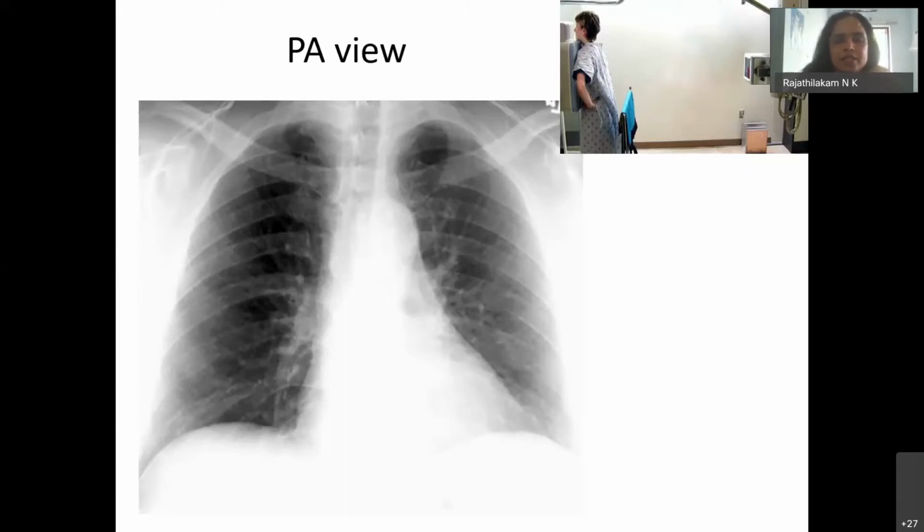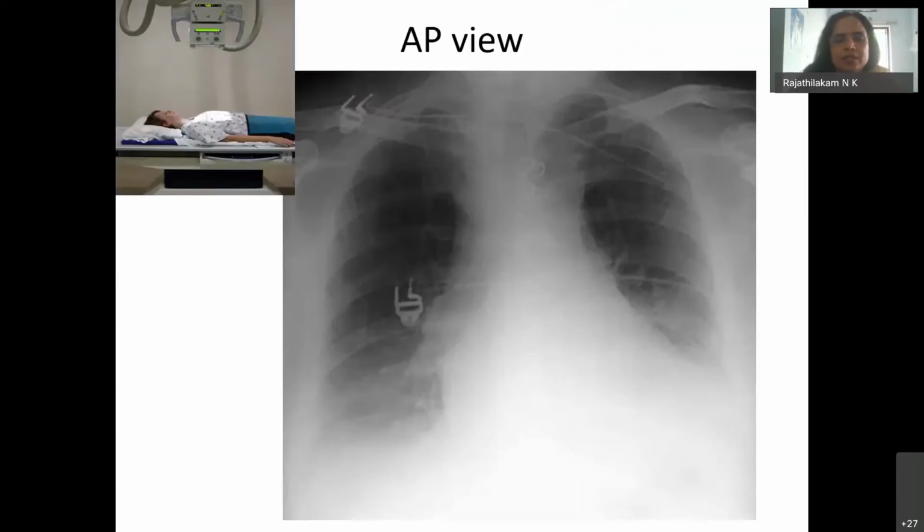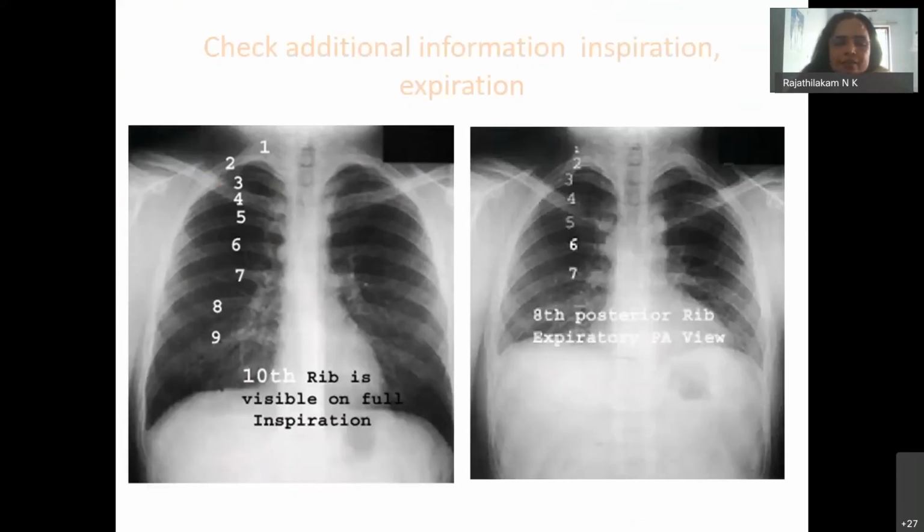And one needs to identify the costophrenic angle and the lung apices. The X-ray should be like that, with the costophrenic angle and lung apices clearly seen. And in a normal X-ray, these are the spinous processes. We can identify the trachea, which can be traced to a lower level. This is the carina, and the carina angle should be between 60 and 100 degrees. And this is the bronchial bifurcation.